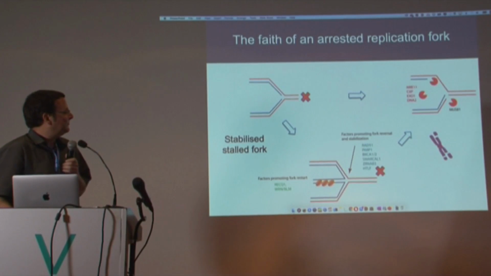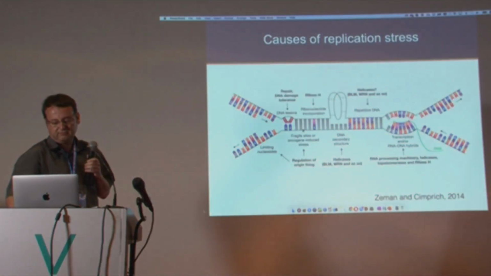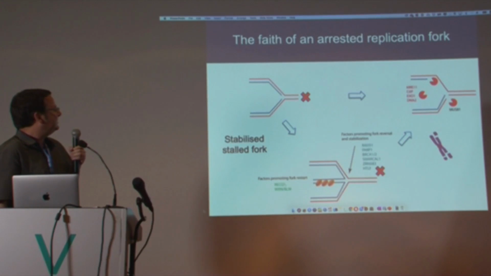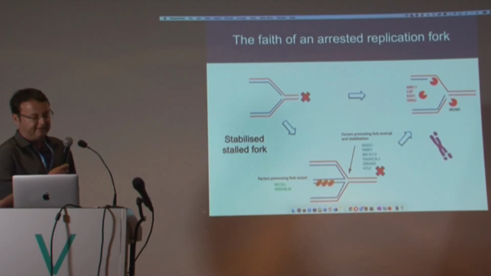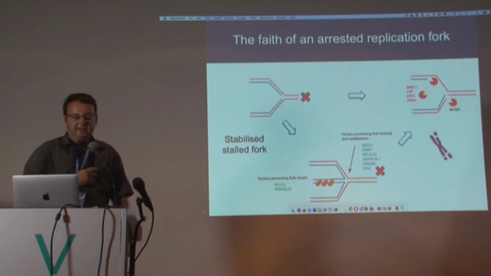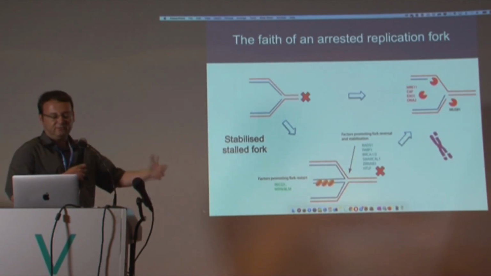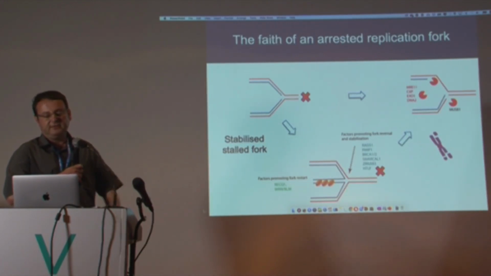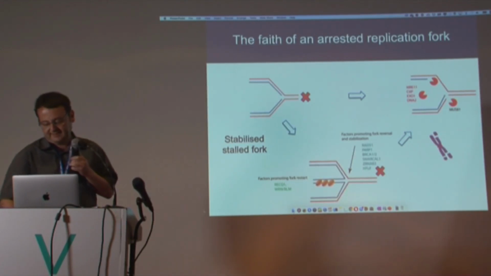So what happens with a replication fork that encounters an obstacle in its way? It can either be stabilized and maintained in a state that can functionally be resumed, so it continues replicating, or it can be functionally disabled and become the substrate of various nucleases.